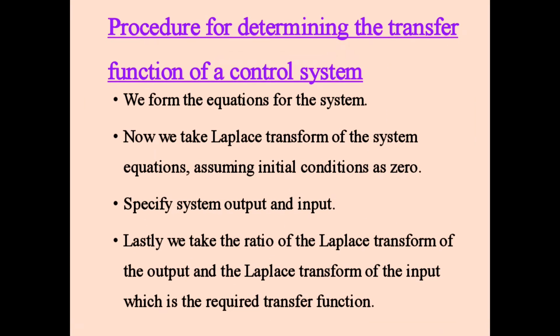Now the procedure for determining the transfer function of control system. First, we form an equation for the system. Second, take Laplace transform of the system equation assuming initial conditions as 0. Third, specify the system output and input. And lastly, we take the ratio of Laplace transform of output to the Laplace transform of input, which is the required transfer function.